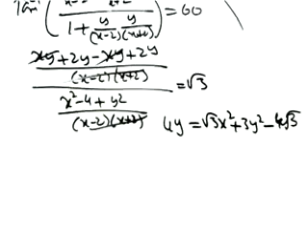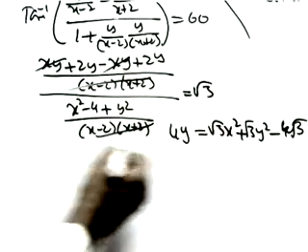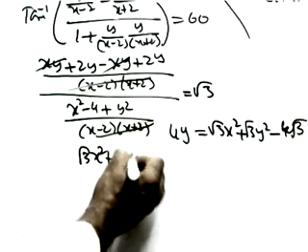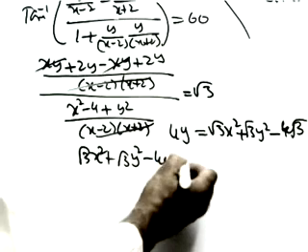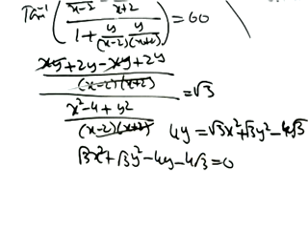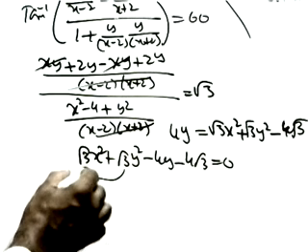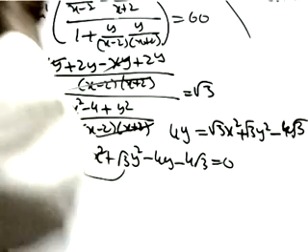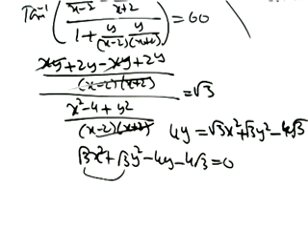Now you do one thing, bring all the terms towards one side. So root 3 x square plus root 3 y square minus 4y minus 4 root 3 equals to 0. Now you see here, these two coefficients are equal and we don't have an xy term. This is the equation of a circle. Therefore, the locus is a circle. First bit, its locus is a circle.